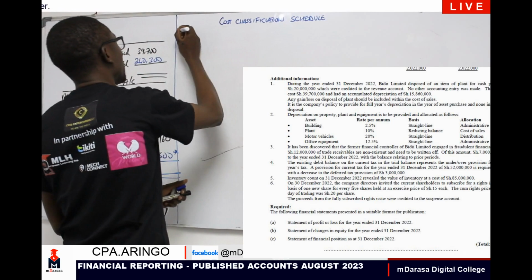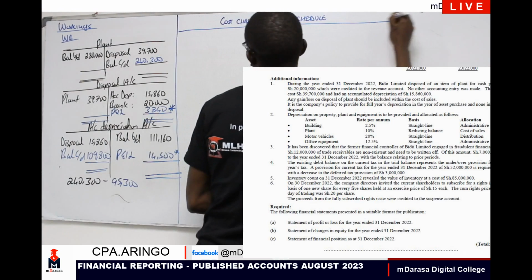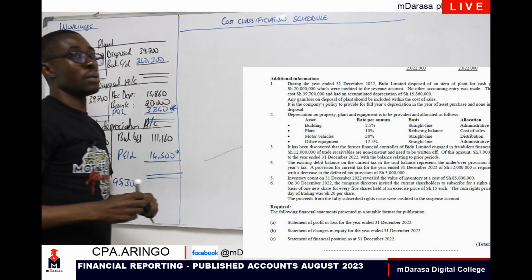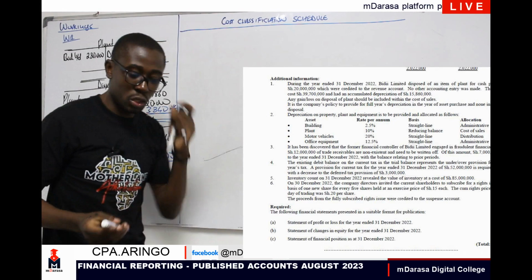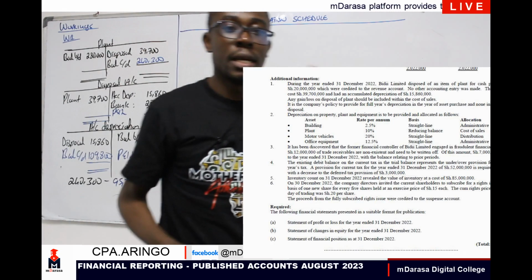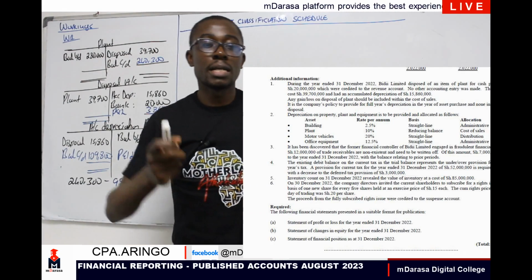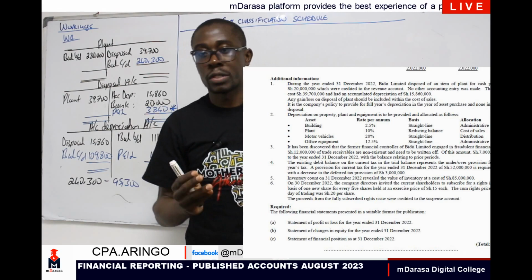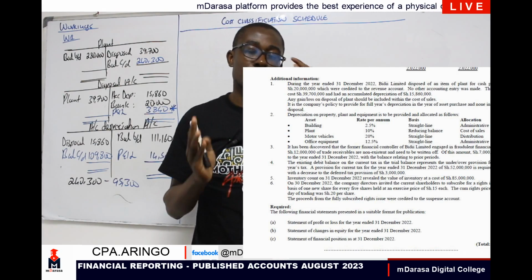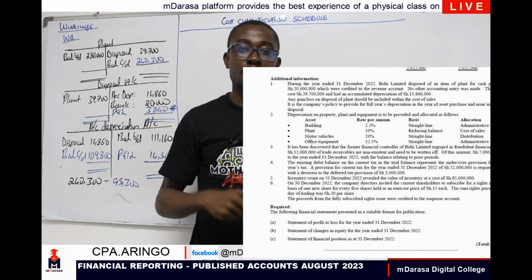We can do it very quickly. Because remember, what we should have at the back of our mind anytime you're handling published accounts is that each cost will be reported as one cost, like if it is a cost of sales or if it is admin expenses.